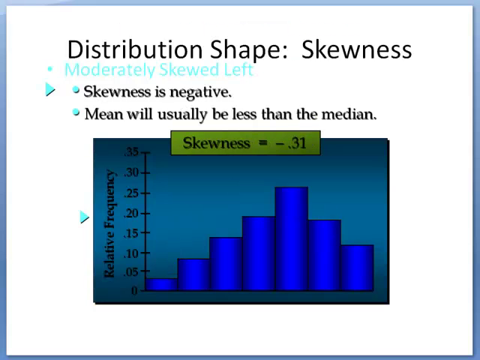Now consider this. There is a tail on the left, and it's moderately skewed left, i.e. there's a tail but it's not all that long. In this case, when it's skewed to the left, we say that the skewness is negative, and the mean will usually be less than the median.